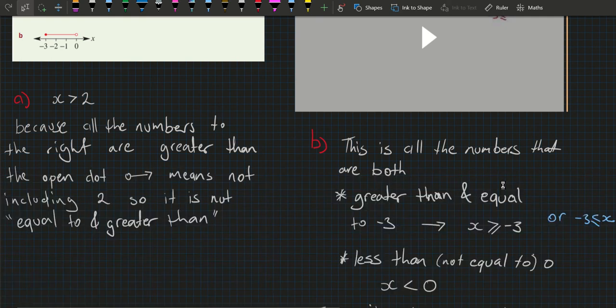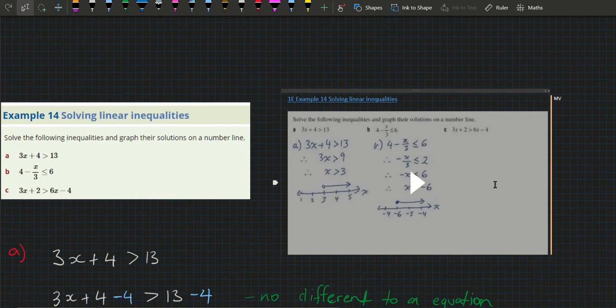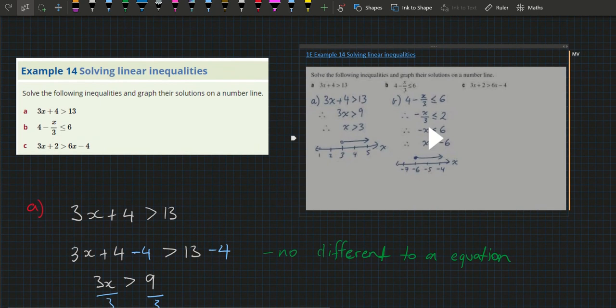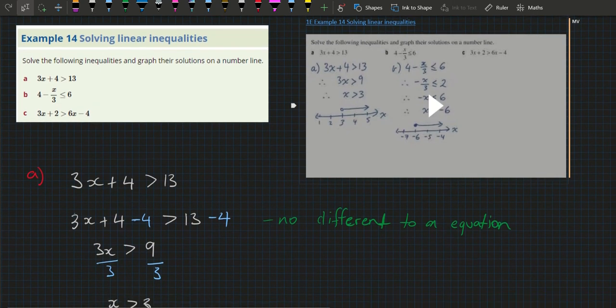That's annoying. Okay, now example 14 is solving linear inequalities. I've used the blue here to indicate the backtracking that I'm doing. So we've got 3x plus 4 is greater than 13, right? I'm just subtracting here, so nothing changes, the sign stays the same.